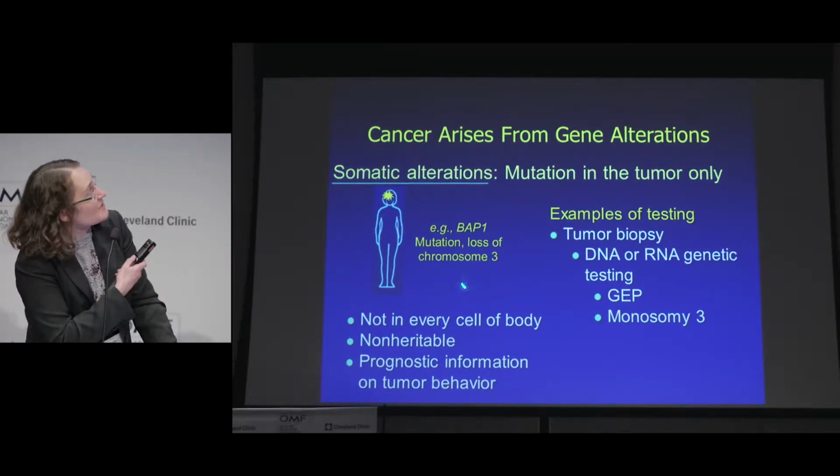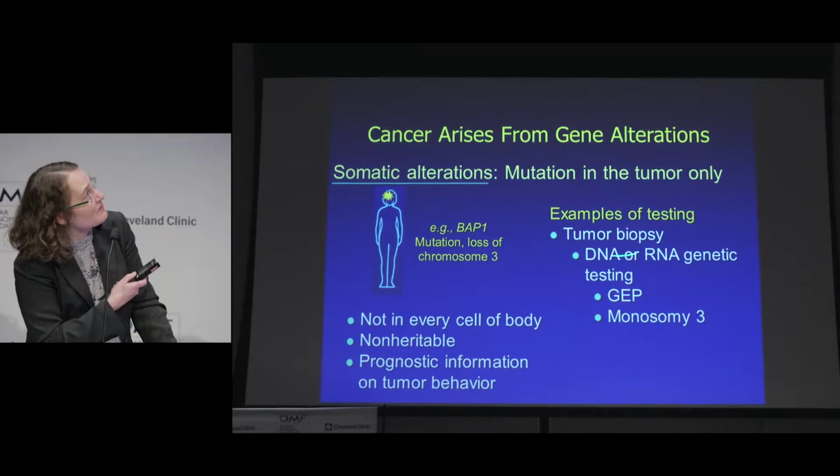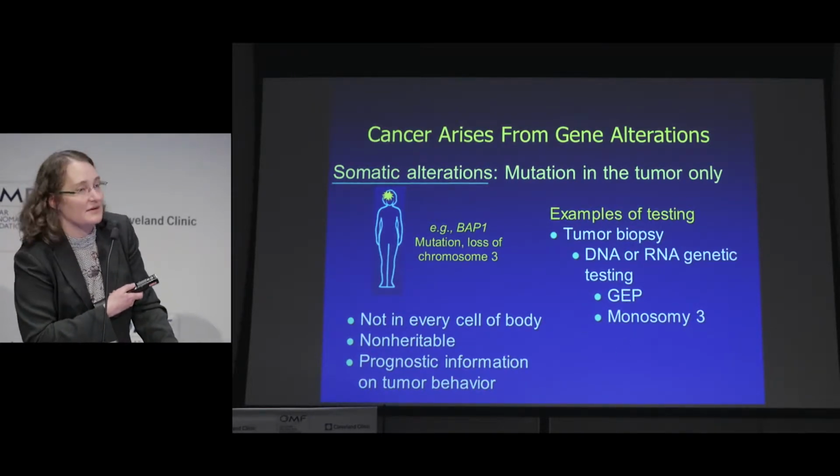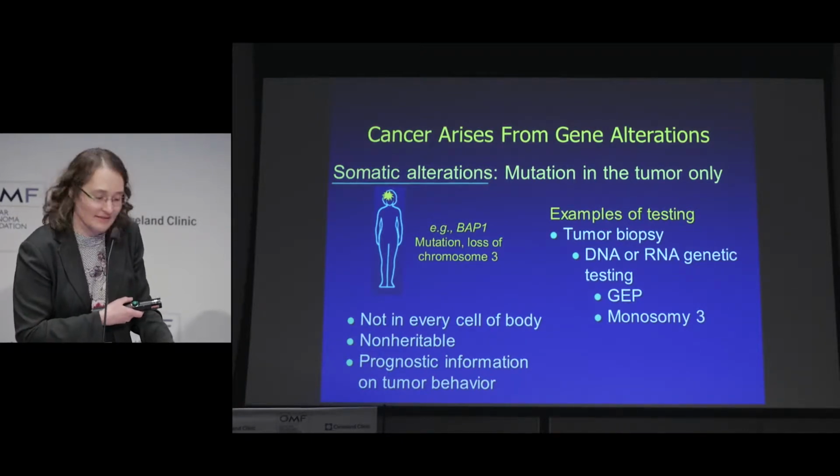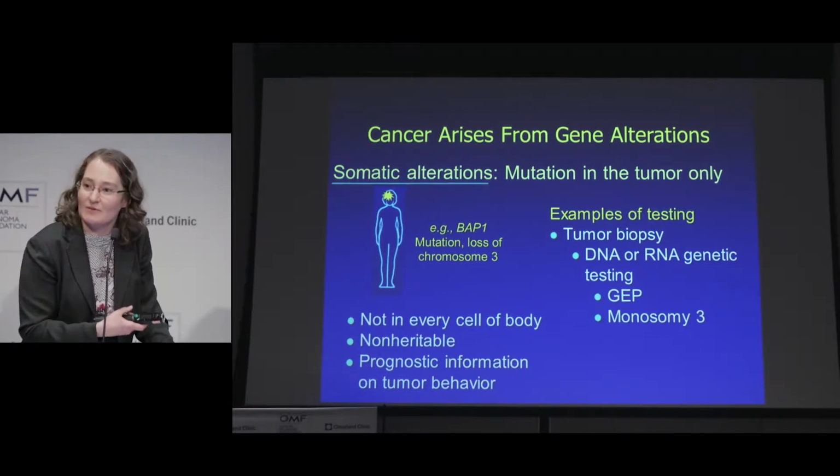That's loss of the actual chromosome. So that's what we get from the tumor biopsy. We can look at the DNA or RNA level at these types of things. So there are different tests to look at this. So that's the genetic testing that we most commonly talk about.